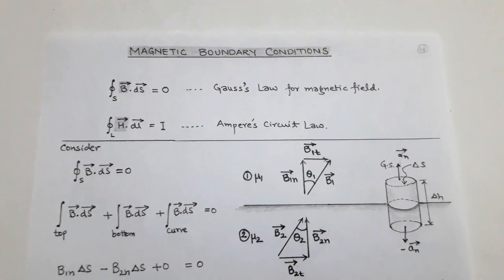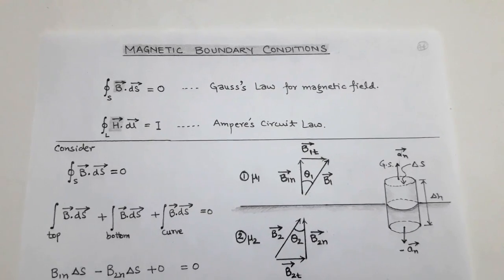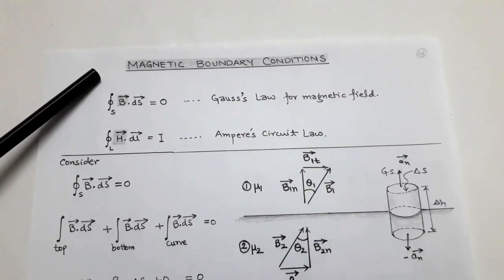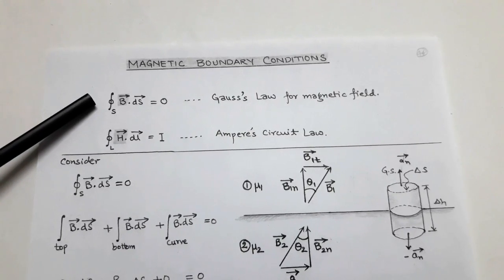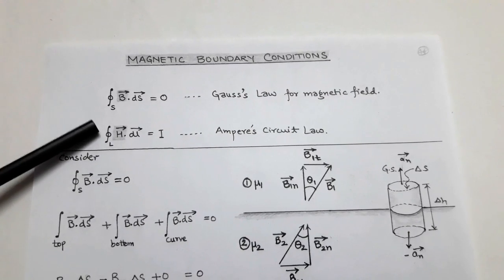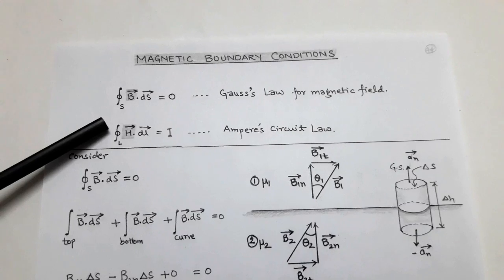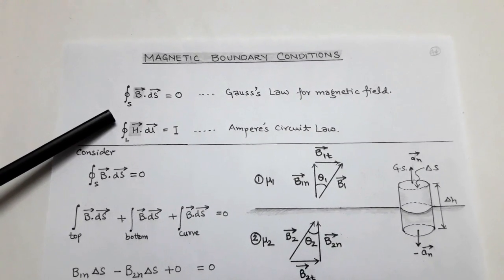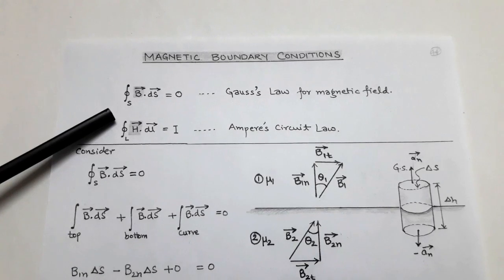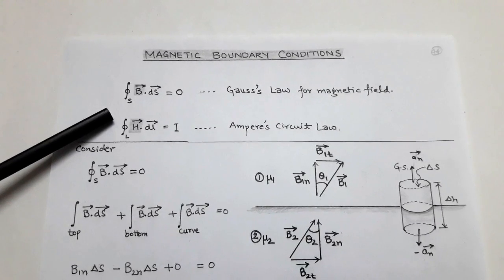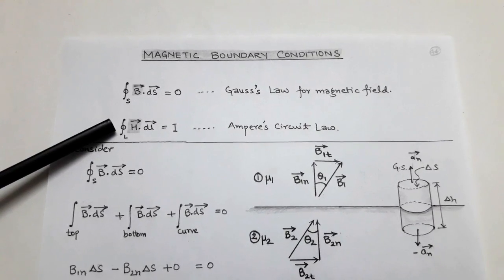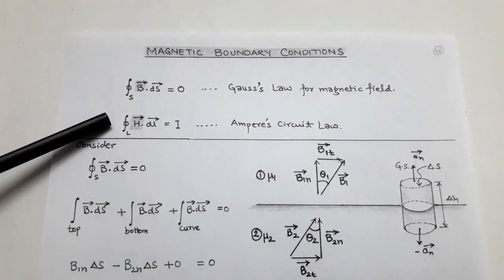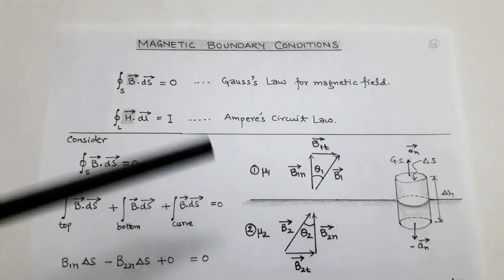The topic is magnetic boundary conditions. To determine the boundary conditions, we use two laws. First is Gauss's law for magnetic field and second is the Ampere circuit law. According to Gauss's law, the closed surface integration of B dot ds equals 0. And according to Ampere circuit law, the closed line integration of H dot dl equals I enclosed.